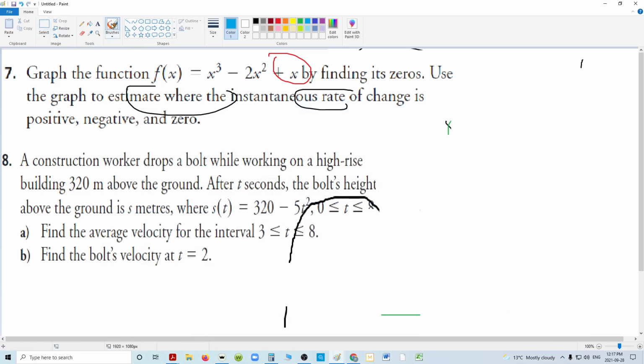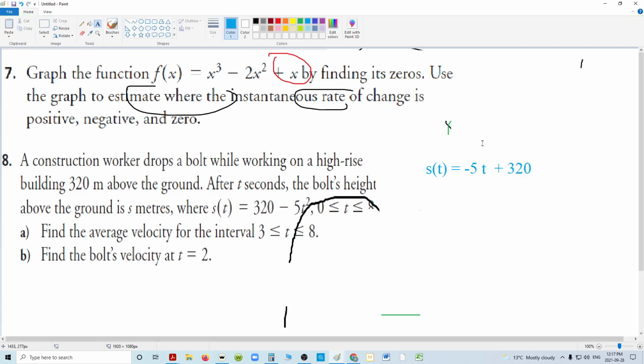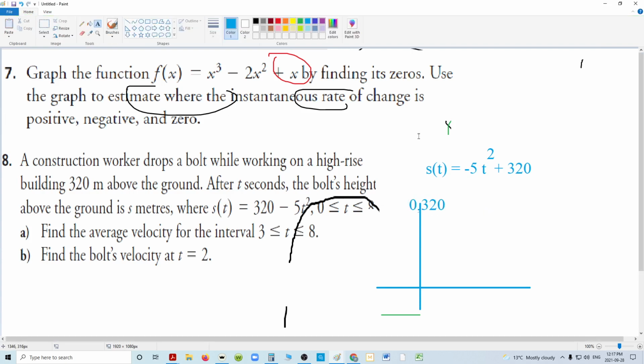And it's defined by this thing here. So the height of the bolt, based on the time, is equal to minus 5t squared plus 320. You can see right away that when time is 0, the height is 320. Because when t is 0, this whole thing comes out to 320, which means it either goes up a little bit and then falls. It depends if he dropped it. He drops it. So we're probably looking at something like this.